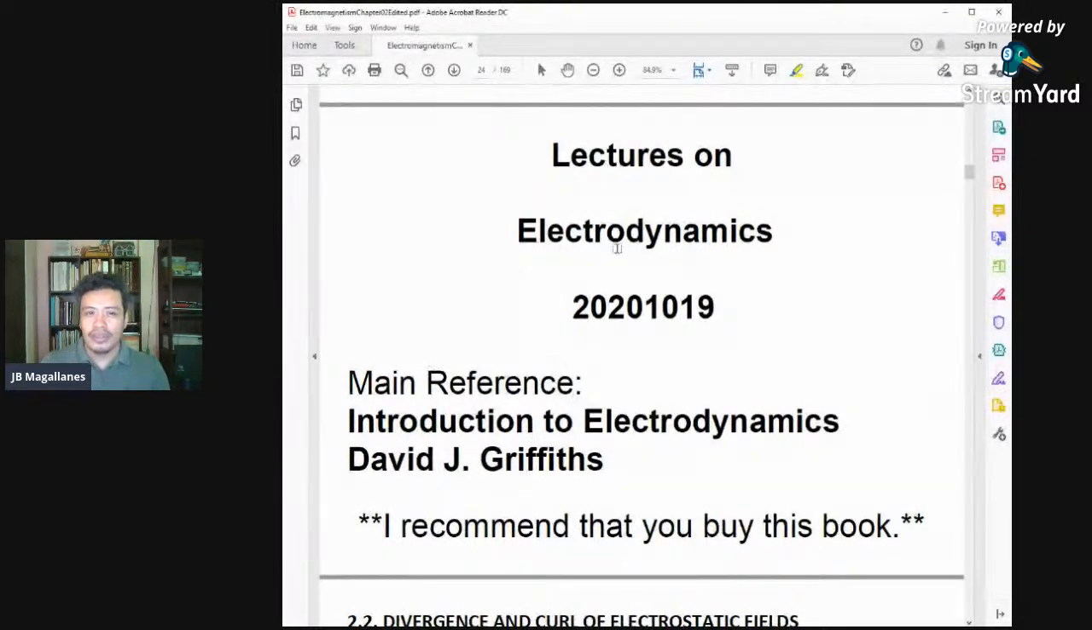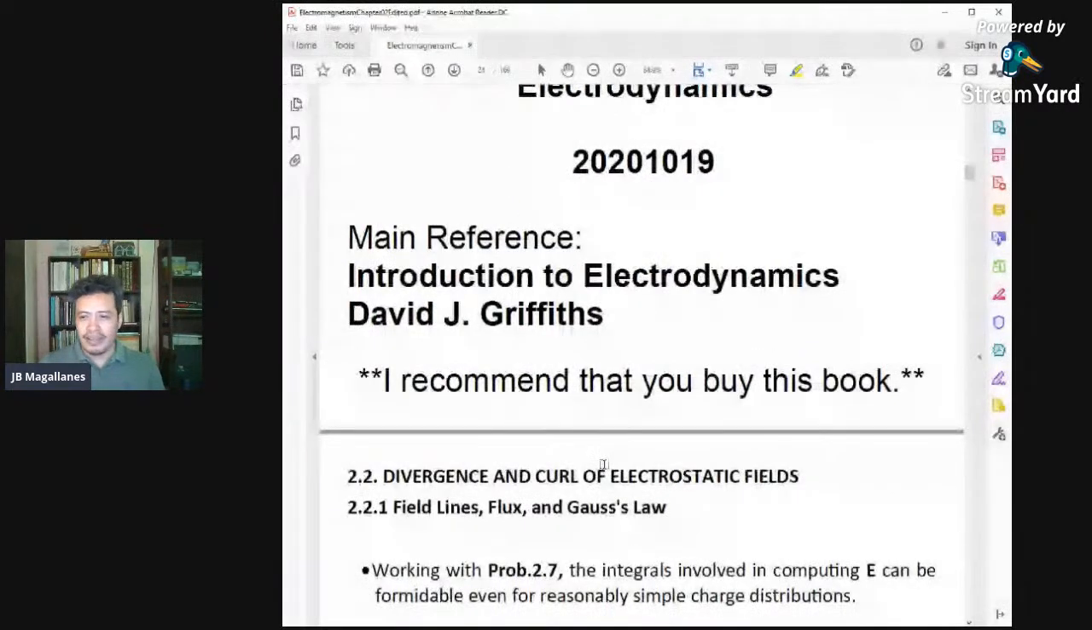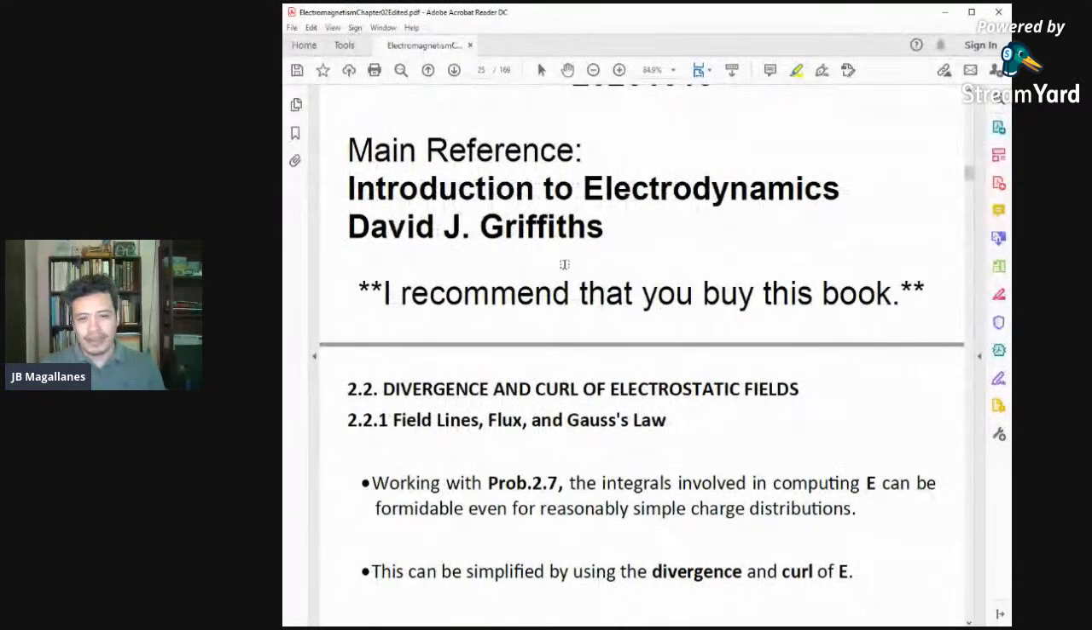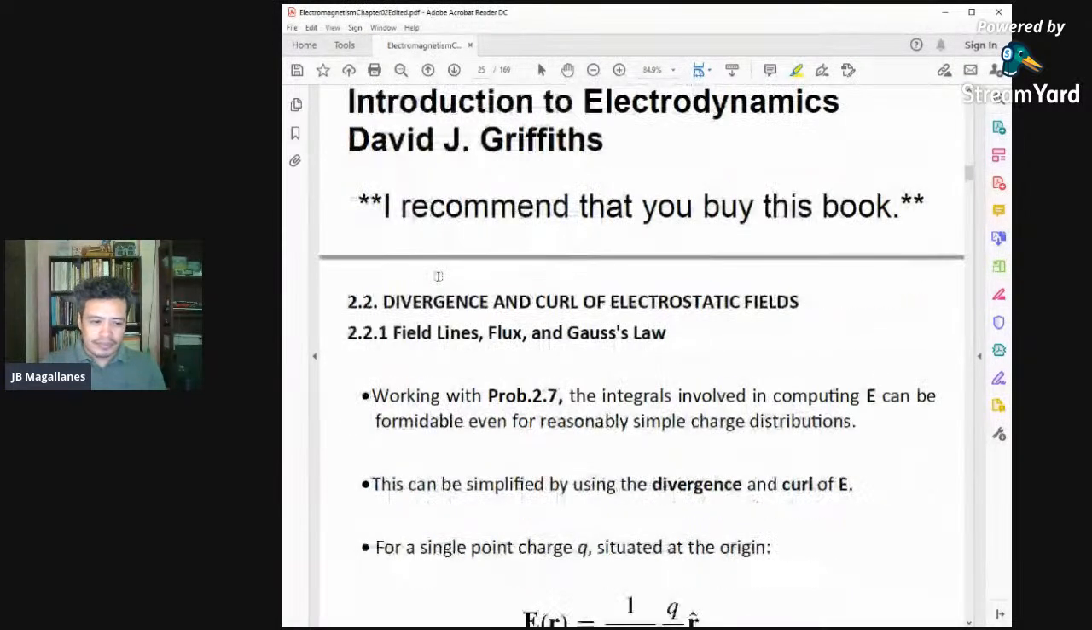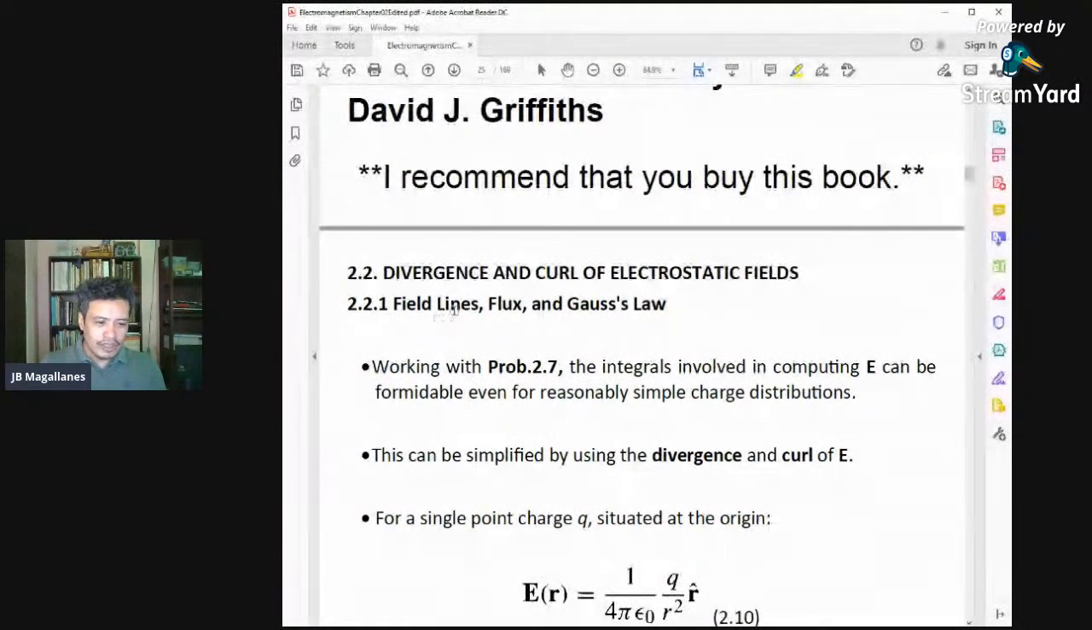So let's now continue with the lectures on electrodynamics. Again, our main reference is Introduction to Electrodynamics by David J. Griffiths. And please buy this book. It's worth it.